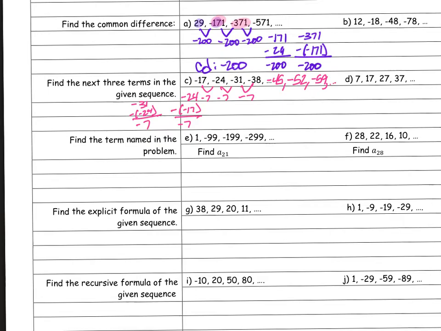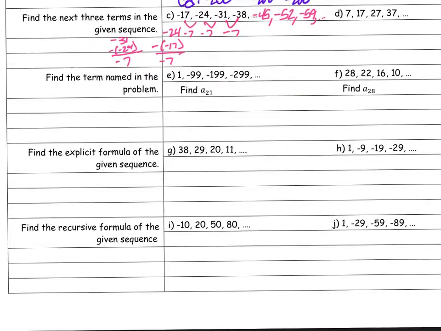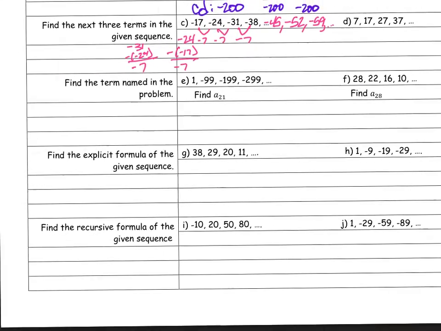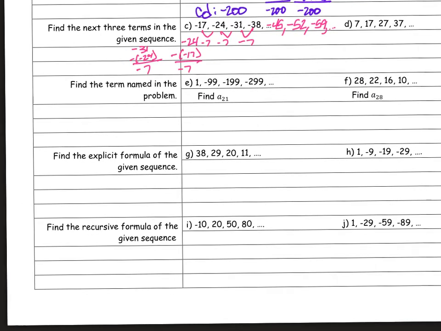Okay. Let me slide this up a little bit. Problem E says, find the term named in the problem. Well, the term named in my problem is A of 21. A sub 21. So that's the term I want to find.